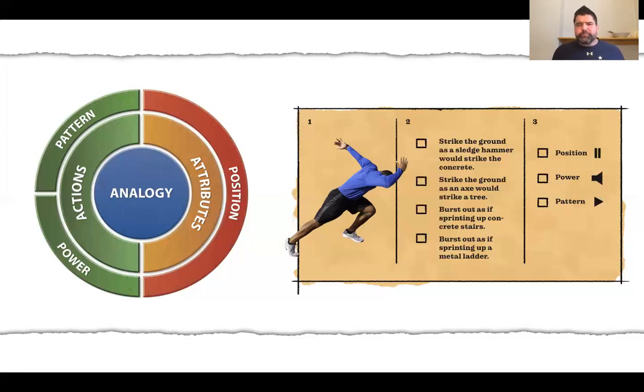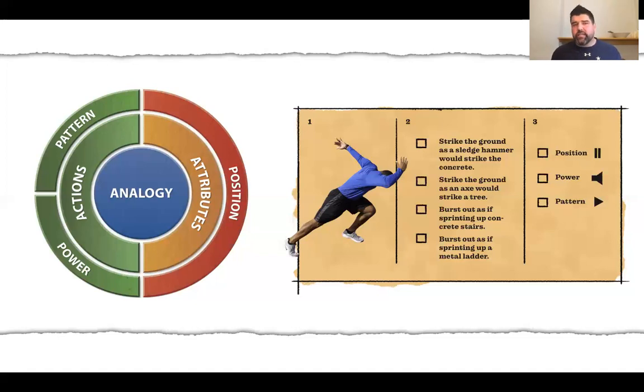So if we look at the first analogy, strike the ground as a sledgehammer would strike the concrete. So is that an appropriate analogy for sprinting? Well, if we look at it from an action perspective, does a sledgehammer create a very powerful, explosive contact with the ground? Most certainly it does. But where it deceives you is that contact with a sledgehammer is what? It's straight down, versus the contact in our acceleration is driving back. So if I use the sledgehammer analogy, I get the power piece, but I actually betray the pattern. And so based on how the athlete processes that analogy, it could actually encourage them to drive straight down.